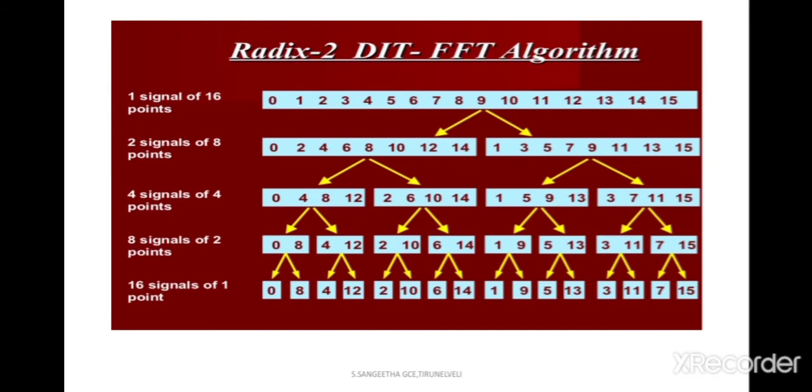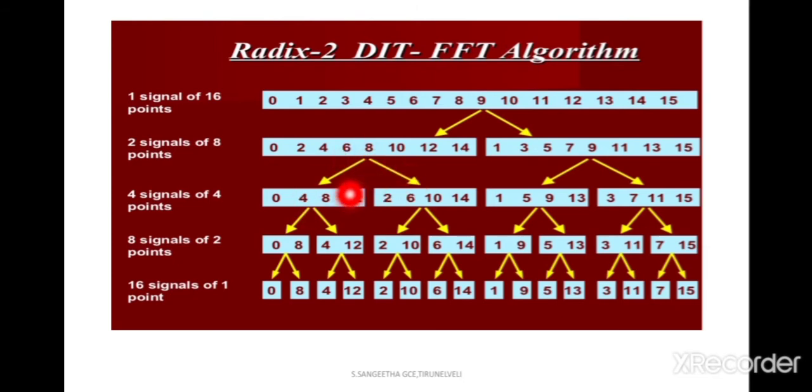Here we have a signal of 16 points, then 8 points, 4 points, 2 points and 1 point. Corresponding to one signal of 16 points, which means we have 0 to 15, here it consists of 16 points. Next we have two signals of 8 points. The first signal will have 0, 2, 4, 6, 8, 10, 12, 14, which is 8 points, and the other signal will have 1, 3, 5, 7, 9, 11, 13, 15, also having 8 points.